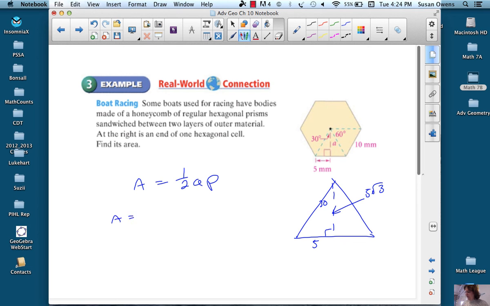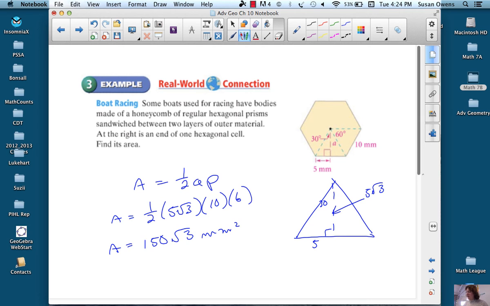So area is going to be 1/2. The apothem is 5√3. And the perimeter is going to be 10 times 6. I'll take half of the 6, which is 3. And then 5 times 10 is 50, so it's going to be 150 times √3. So take a look at our units. We got millimeters, so it's going to be millimeters squared.